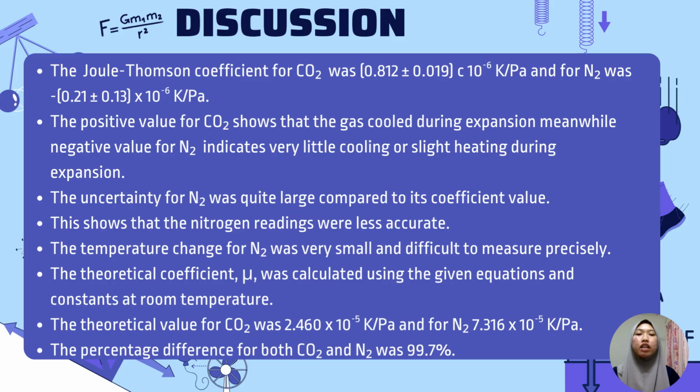The theoretical values obtained were 2.460 times 10 to the power of negative 5 Kelvin per Pascal for carbon dioxide gas and 7.316 times 10 to the power of negative 5 Kelvin per Pascal for nitrogen gas. The percentage difference for both gases was about 99.7%, showing a large difference between the theoretical and experimental results.